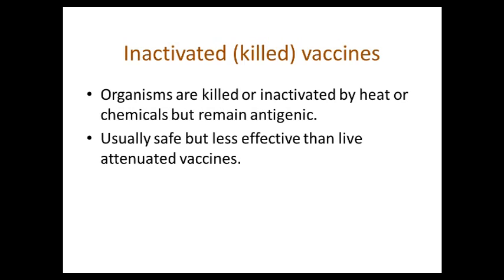When we introduce a live attenuated vaccine in a human body, the organism is going to multiply, whereby immunologic memory is built up. Whereas when we inject or introduce a killed vaccine into the human body, the immunogenicity, or the antibody formation, is proportional to the amount of dosage of the vaccine we give. Because once the organism is introduced, it's not going to multiply within the body.